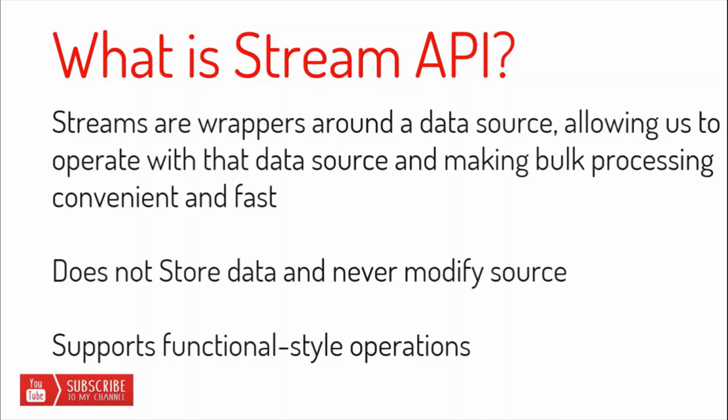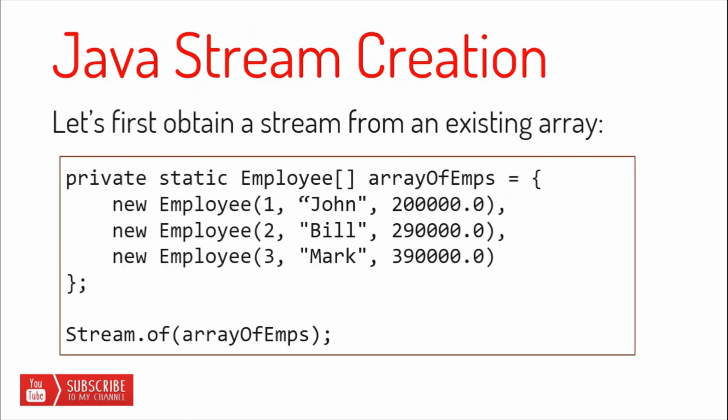A stream does not store data, and in that sense, it is not a data structure. It also never modifies the underlying data source itself. It will never modify the source. It is available in the java.util.stream package. It also supports functional style operations on streams, such as filter, map, reduce, and other kinds of transformations on the collection. Now let's dive into a few simple examples of stream creation and usage before we get into some advanced topics.